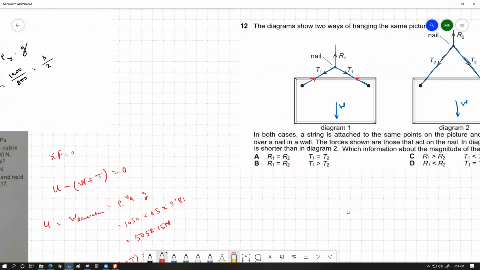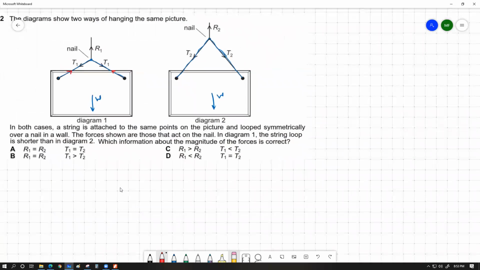So আমি একটা জিনিস খেয়াল করো, I'm going for diagram 1 to begin with. Diagram 2 তে পরে আসতেছি. If I draw the force diagram for the nail, this is how my force diagram for the nail should look like. We have the R1 over here, we have one T1 working this way and the other T1 working this way. This is a force diagram for the nail.